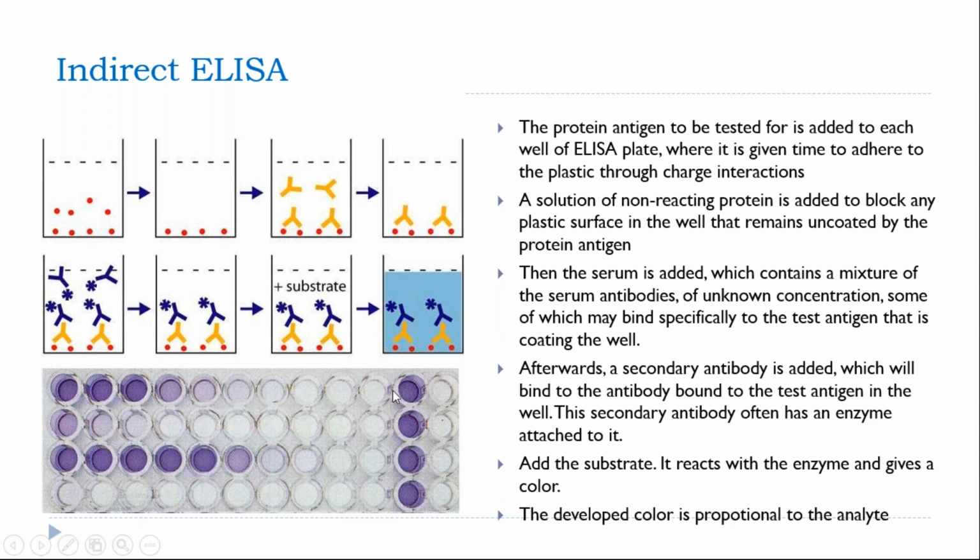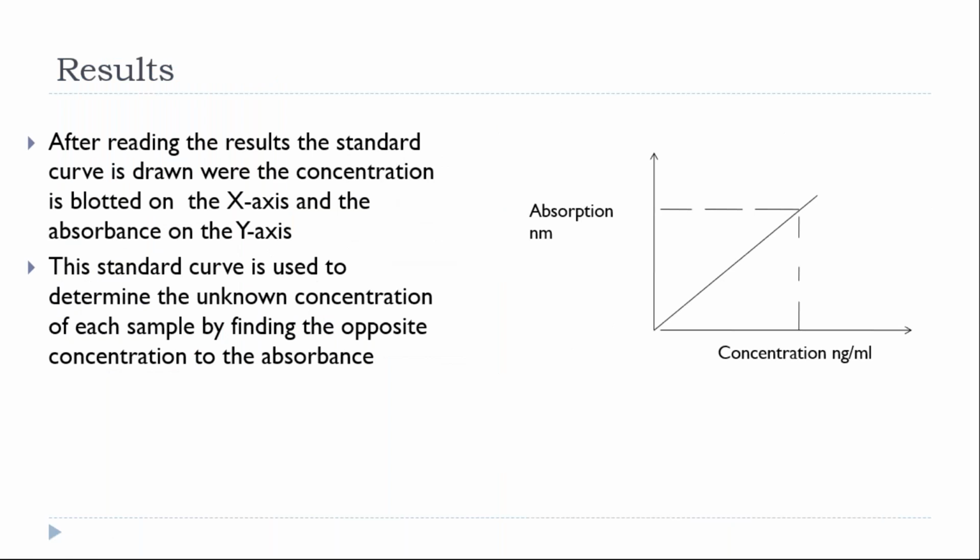So generally, in one well, we will add the standard in different quantities so that we can make a calibration curve, and from the calibration curve, you can find out the amount of the antigens. The results are plotted where we use the concentration of the analyte on the x-axis and the absorption, depending on the product of the enzyme reaction, on the y-axis, and then the unknown value. With the absorption of the unknown value, you can calculate the concentration of the analyte of interest.